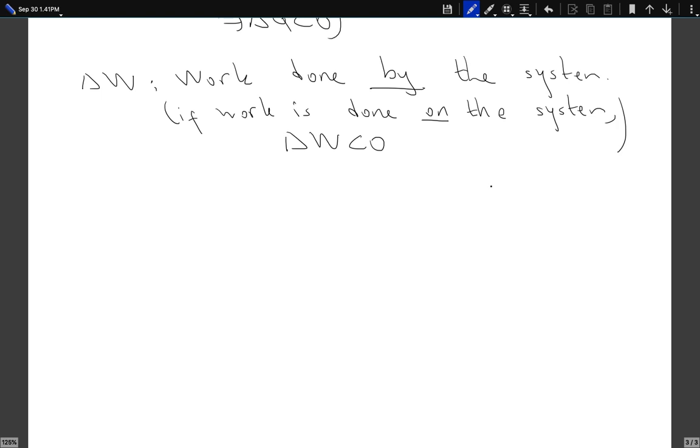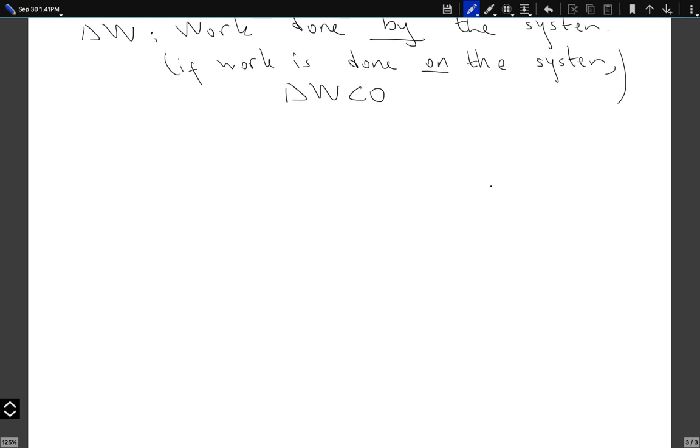So, what's the difference between internal energy and total energy? Well, let's see. Can you estimate your total energy now?